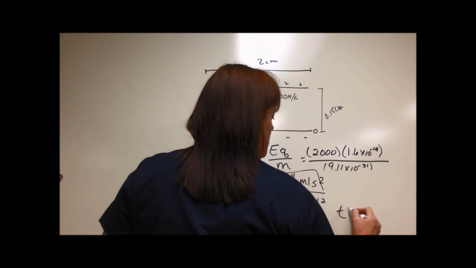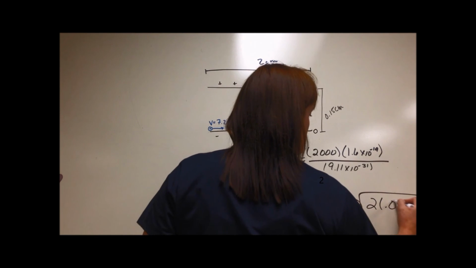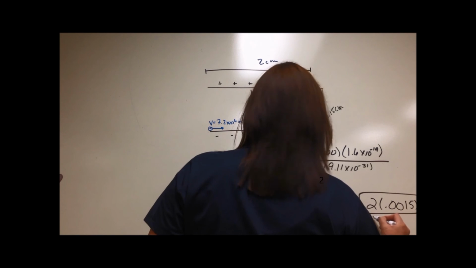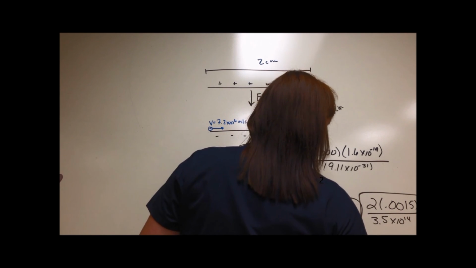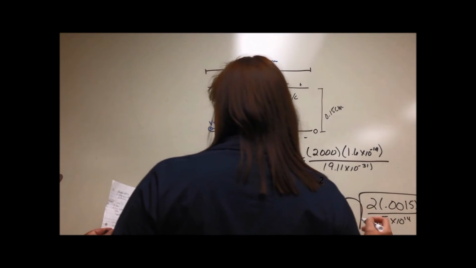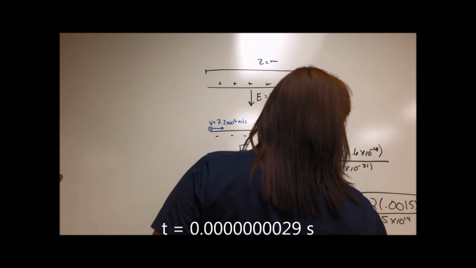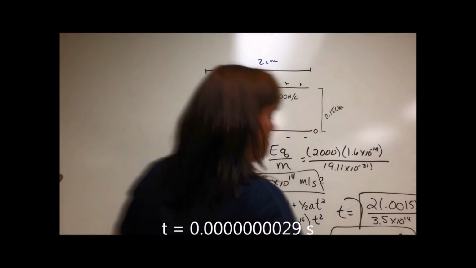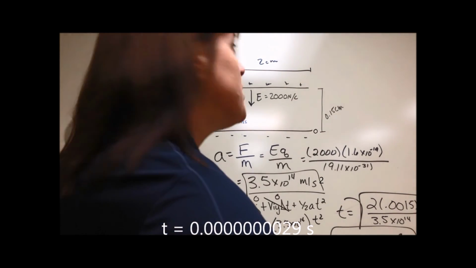And so now I just got to do some math. t is the square root of 2 times 0.0015 divided by our acceleration, 3.5 times 10 to the 14th. And so for time, you should have gotten the teeny tiny number of 2.9 times 10 to the negative 9 seconds. Don't blink. All right, now that I have my time, we can go to our x direction.